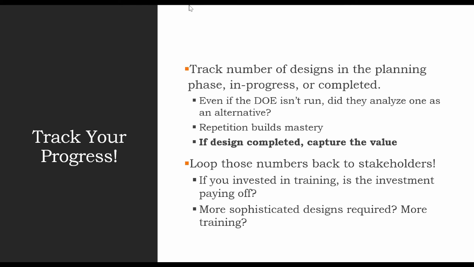So if a design was being planned, I would track it. If it was in progress, I would track it. If it was completed, I would track it. And again, even if the DOE isn't run, did people at least analyze one as an alternative? And that's another point I really want to emphasize, especially if you're in an organization where one factor at a time is the standard. Are people at least thinking about, okay, with this system, with these inputs that I'm trying to study, with these objectives, how would I think about this as a DOE versus a one factor at a time approach? And are people at least drawing up information on both of these approaches? And I can't emphasize that enough.